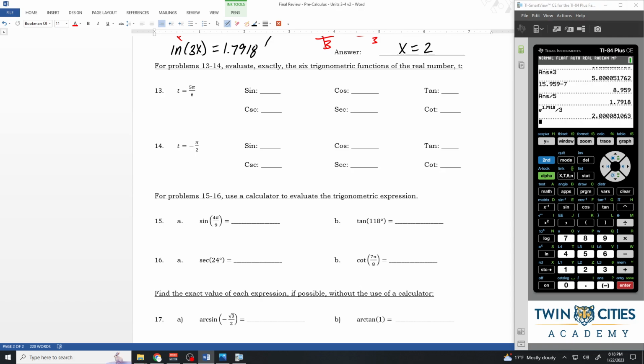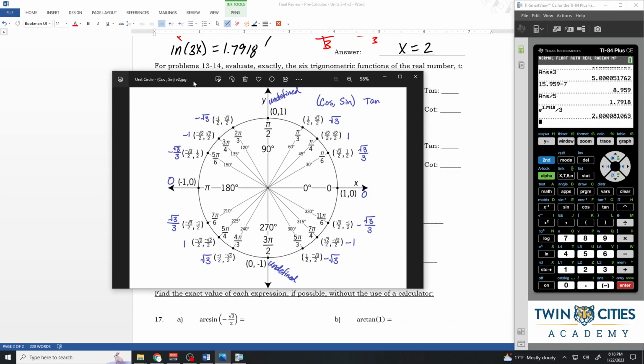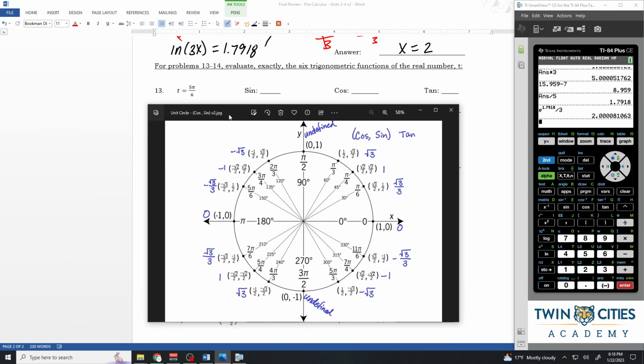I'm going to bring over a unit circle. And this is 5 pi over 6. So I'm going to find 5 pi over 6 on my unit circle, which is right here. And the sine, cosine, and tangent, the sine is the y value, the cosine is the x value, and the tangent, I've got this written outside, this is sine over cosine. So for sine, cosine, and tangent, this is going to be 1/2, negative square root of 3 over 2, and negative square root of 3 over 3 respectively.